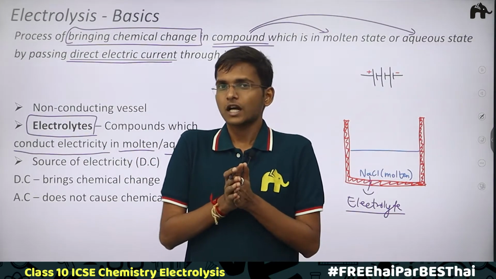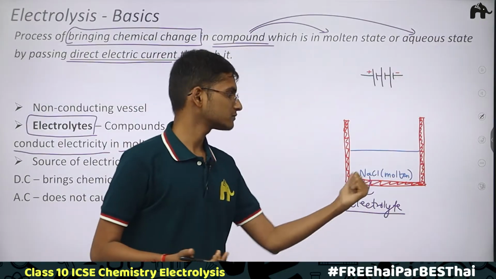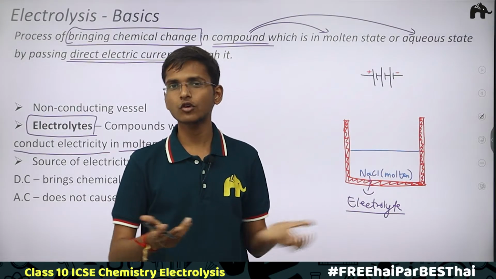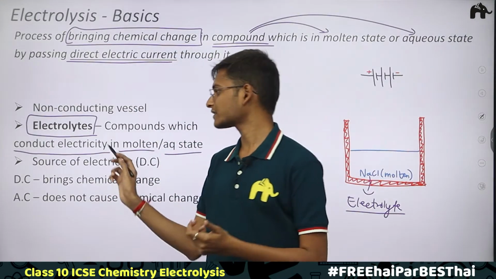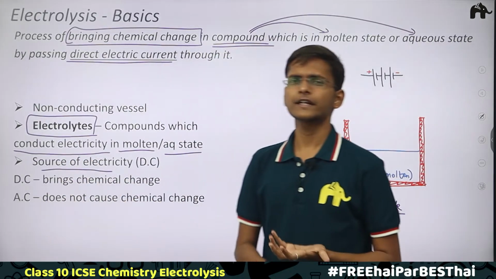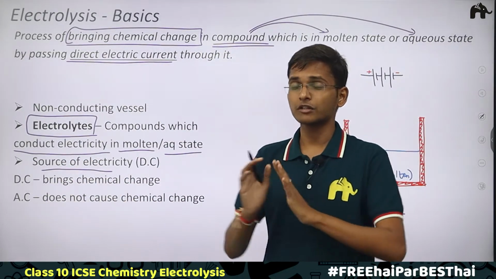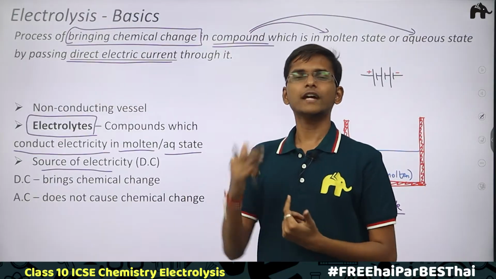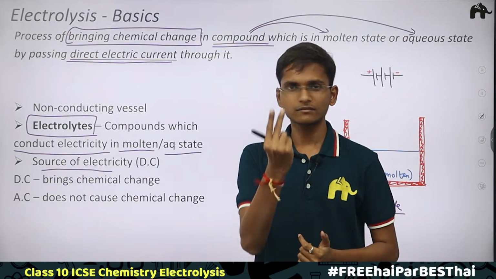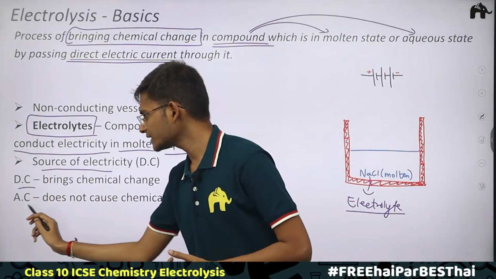Now what I have to do? I have to pass electric current through this electrolyte. Correct? For that, what would I need? I would need a source of electricity. Now, talking about the source of electricity in electrolysis, what you have to remember, very important thing, is we can use two currents, direct current and alternating current. DC means direct current, AC means alternating current.